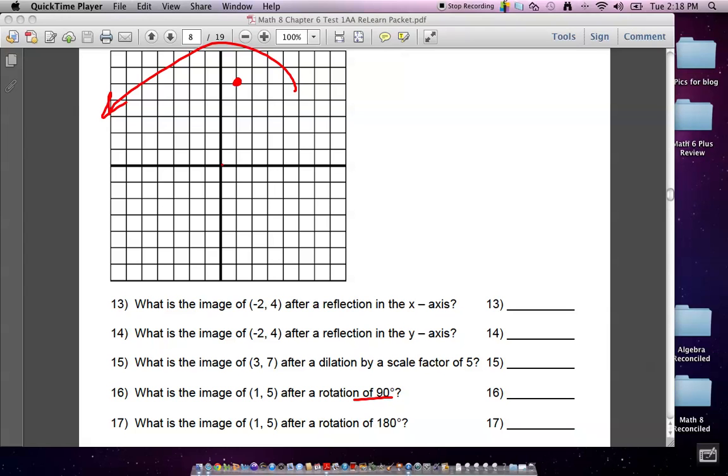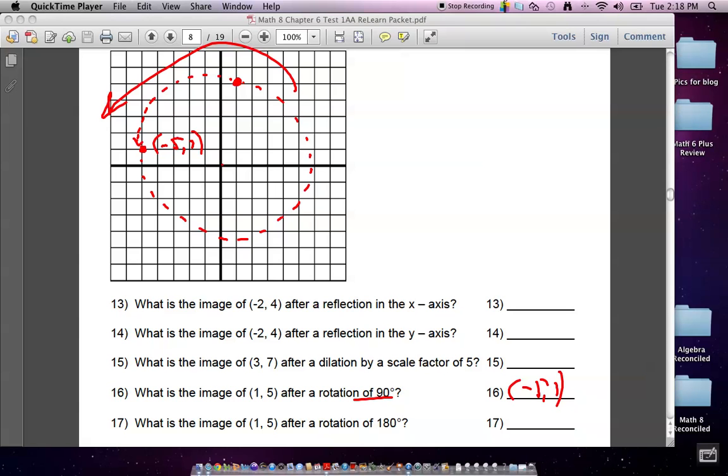So I just want you to imagine if I go 90 degrees this way, I am going to end up here. It's a quarter turn of all the way around the circle. If I go all the way around the circle, I end up back there. This is 1/4 of the way. What is this coordinate? This is the coordinate negative 5, positive 1. So that's the answer to number 16, negative 5, positive 1.